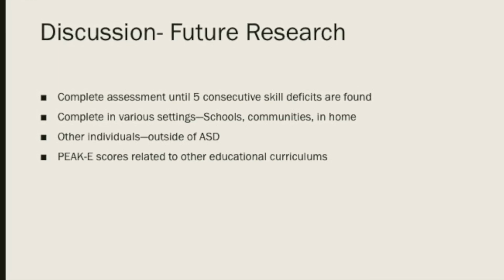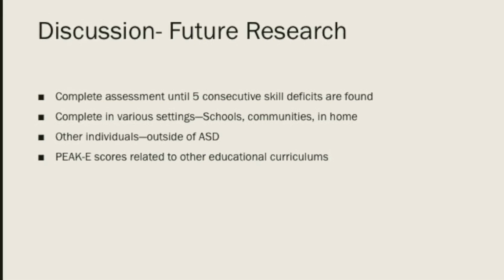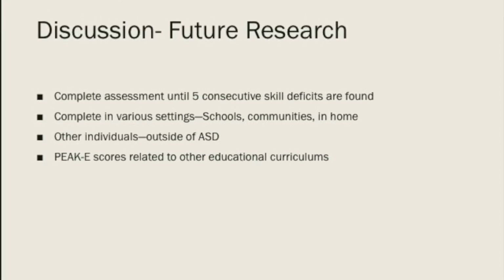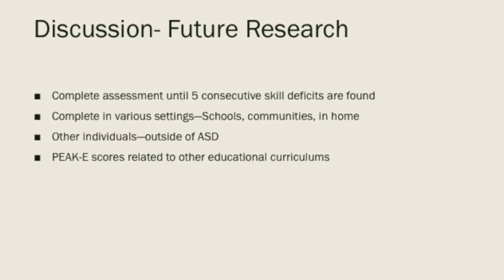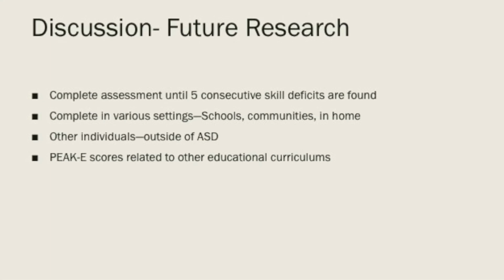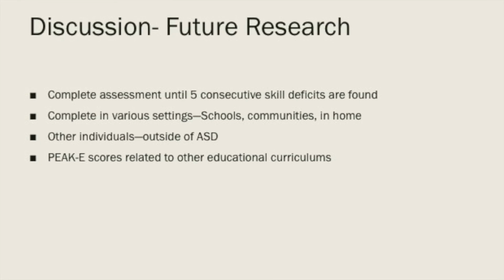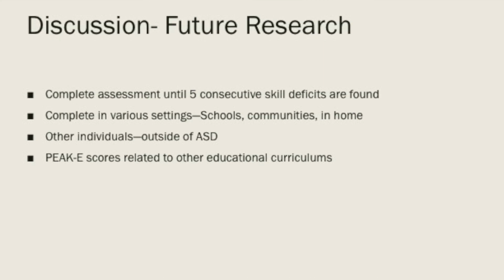Another thing to think about for future research is to use other individuals outside of autism. There are a lot of developmental disabilities other than autism. Even though autism is the most prevalent, it would be a really neat thing to see how Peak can be really effective, possibly for other populations. And then also to explore how Peak E scores relate to other educational curriculums, such as IQ tests.